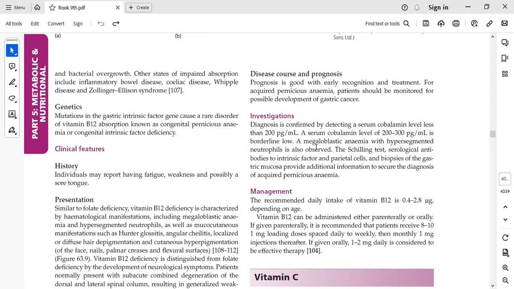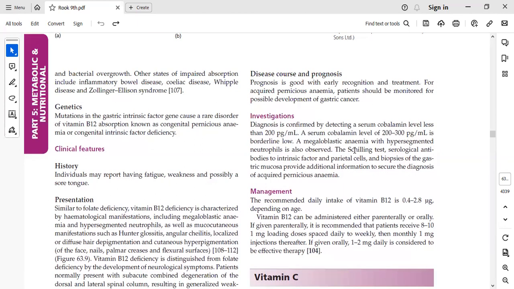Now, investigations. There are 4 investigations that we do in a patient with B12 deficiency. We send the serum cobalamin levels. Normal levels are above 200 picogram per ml. In case of deficiency, it's going to be lesser than 200 picogram per ml. And we do the Schilling test here.